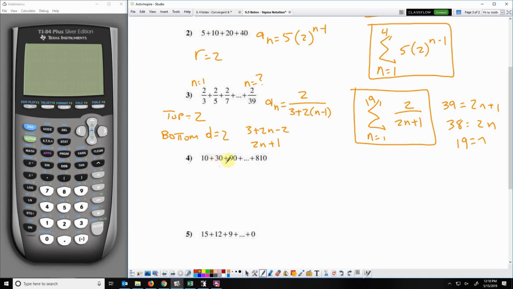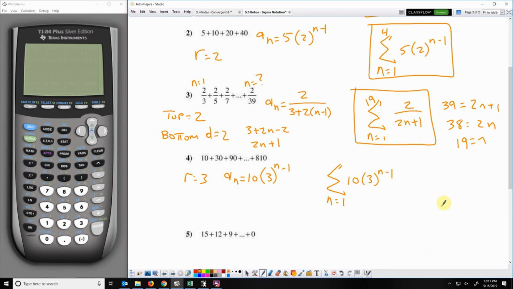Number 4. Looks like we're multiplying by 3. R is 3. So a sub n equals the first term times r to the n minus 1 power. So I've got n equals 1. I don't know what that last n is. My expression is 10 times 3 to the n minus 1 power.